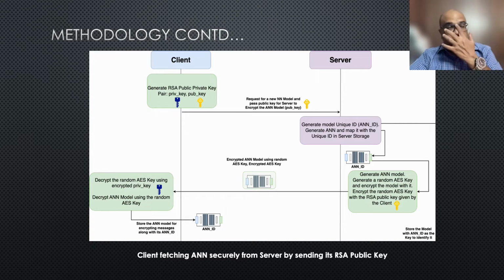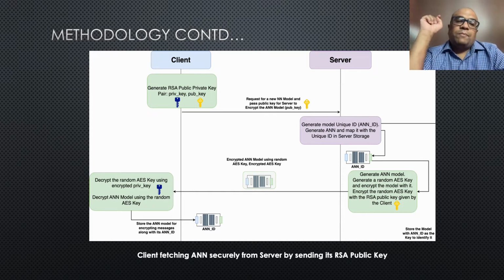But what the server does is it generates another AES random key, and it encrypts the model using that random key, and it encrypts the AES key using the public key of the client, so that the decryption will be easier. Using AES encryption will be faster, especially with ECB and 0 byte padding modes, so that the encryption part of the model will be easier.